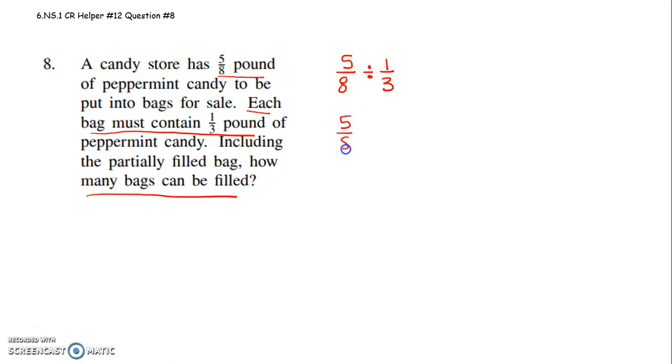So that means you take 5/8, change your division to multiplication, and you flip over that 1/3 and make it 3/1. Then you'd multiply straight across the top, straight across the bottom. Some teachers call it keep, change, flip. When we divide fractions, that means you keep your first fraction the same, you change your division to multiplication, and you flip over that second fraction. Then you multiply straight across the top, straight across the bottom.